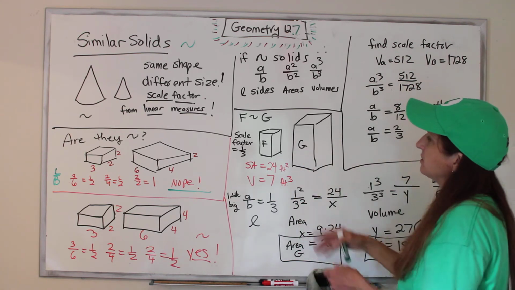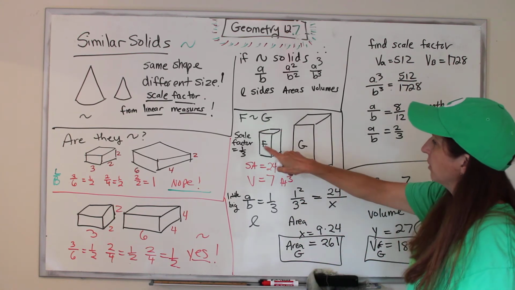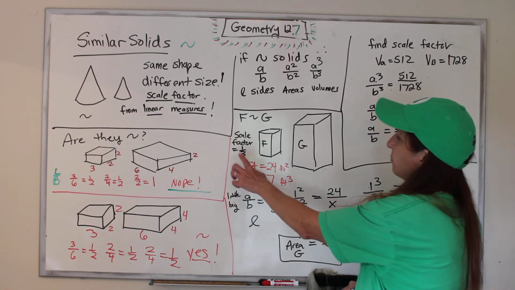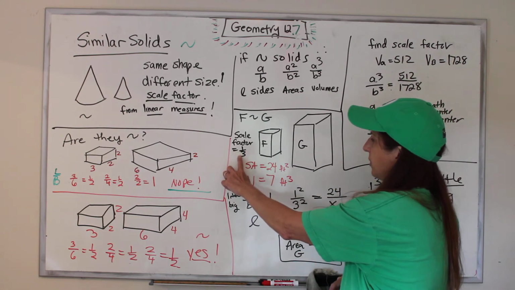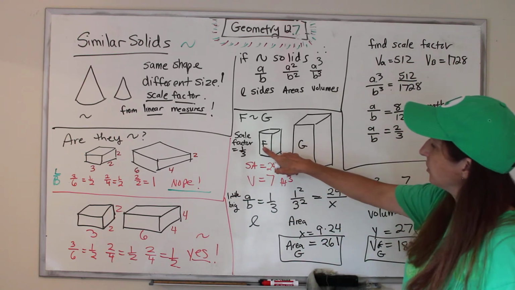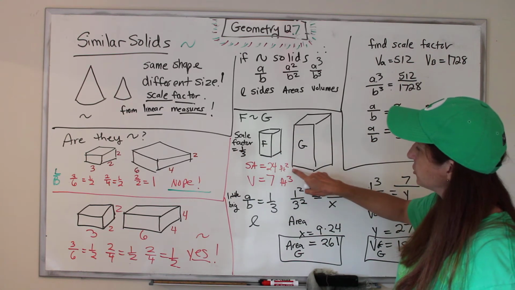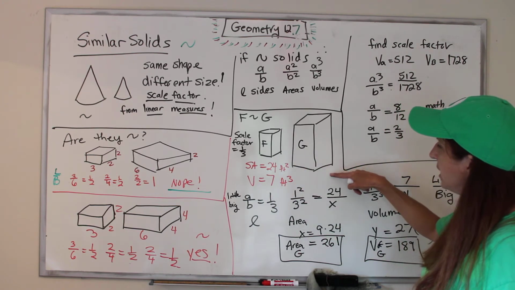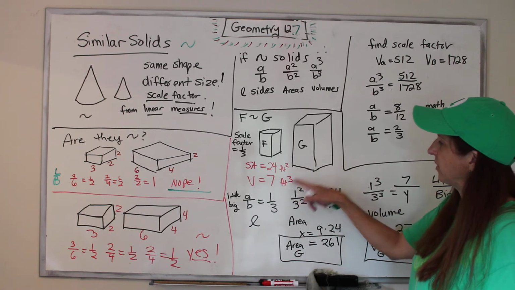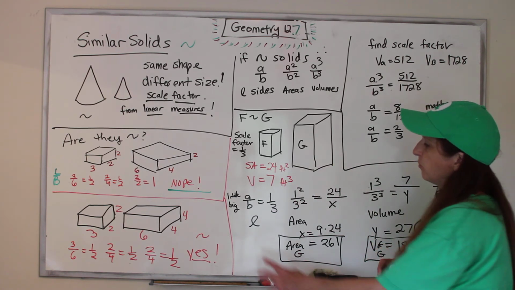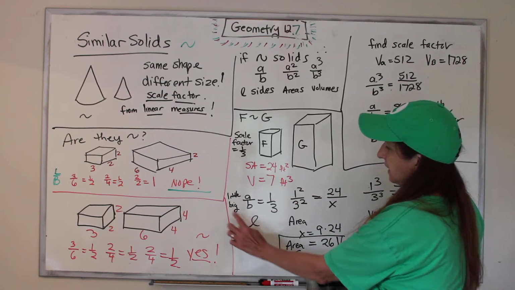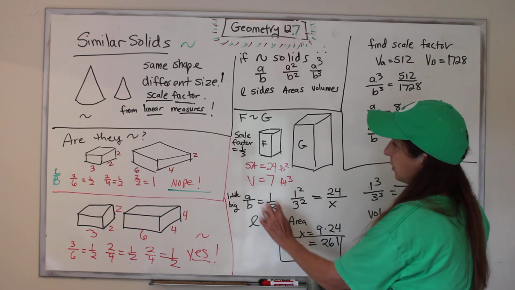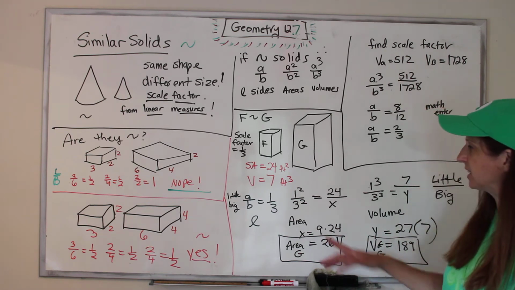So here I have 2 solids that are similar. F is the little one, G is the big one, and we were told they are similar. And we are told their scale factor is 1/3. We're told that the surface area of the little one is 24 and the volume of the little one is 7. And we want to know what would be the surface area and the volume of the big one. Well, first we know that the length, little on top, big on bottom, A to B is 1 to 3. It was given to us in the scale factor.